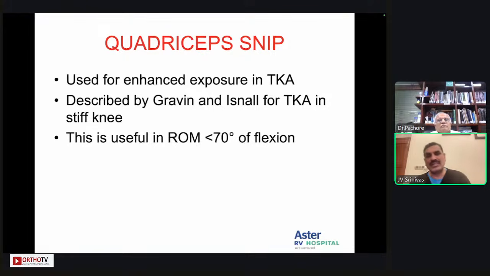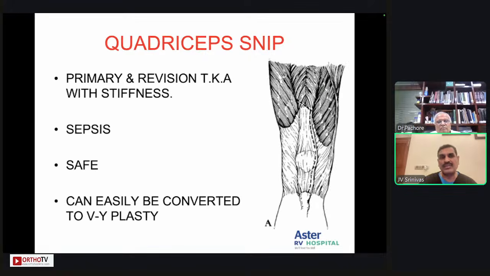Then quadriceps snip definitely enhances your exposure whenever your range of movement is less than 70 degrees of flexion. Quadriceps snip works as an exposure. Remember, it is an exposure only. You are not addressing the contracted extensor mechanism. So it works as an approach. And quadriceps snip is usually done in primary and revision knee when you want a little bit of exposure, and it is very safe.